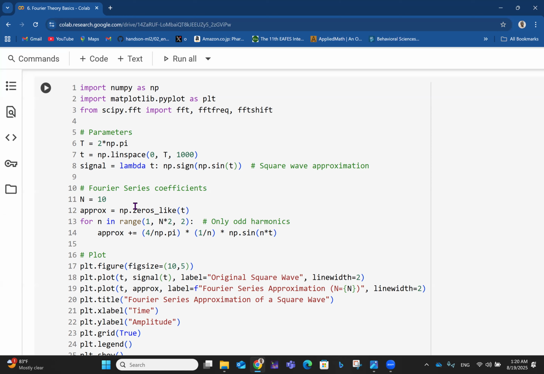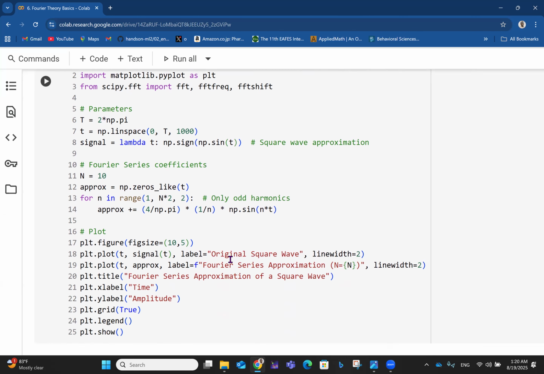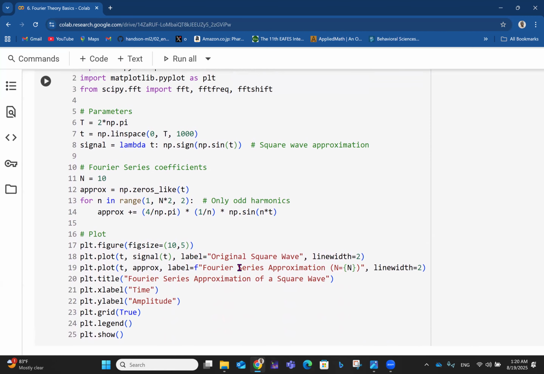We say n is 10, then we approximate with np.zeros like t and all this. So you can study this code. In short, when we run this, we plot the signal and the approximation in lines 18 and 19. And then we label the axis as usual. So you can go through the code and see what it looks like.